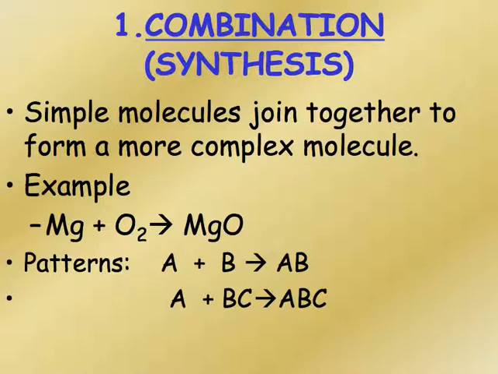So when you look at it, classify what you're seeing. We are seeing Mg plus O2 yields MgO. We are seeing one element reacting with another element to make one product. The key there is the one product for combination.